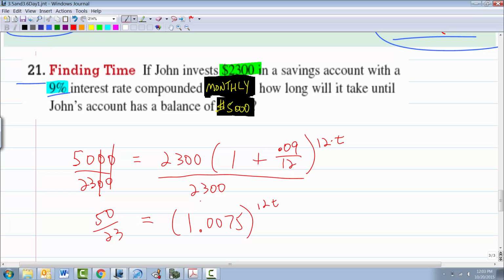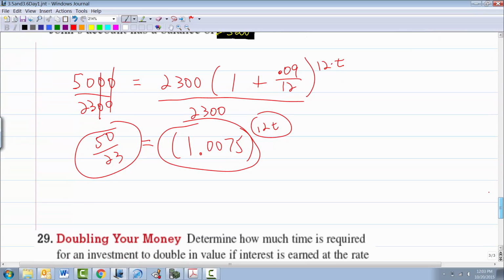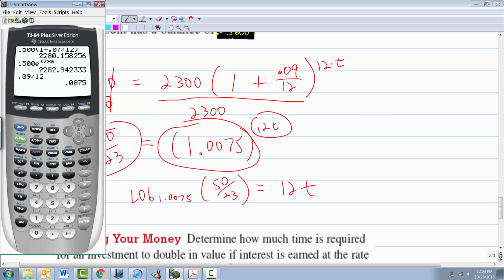And then I could do the base, exponent, answer, not in the way that I circled it. So it's log base 1.0075 of 50 over 23 equals 12t. And then what am I going to have to do to solve for t at the end? Okay, I don't have a fancy calculator. I'm pretending I don't. So log of 50 over 23, close, divided by log 1.0075. You know what? I'm just going to be lazy and press enter, and then divide that answer by 12.